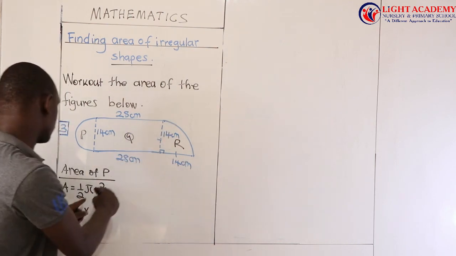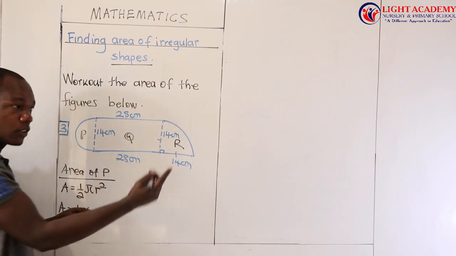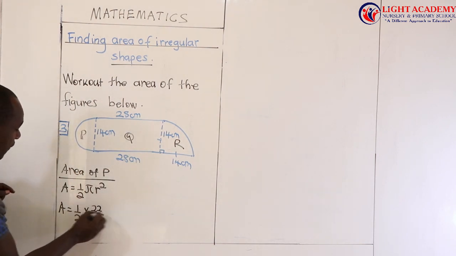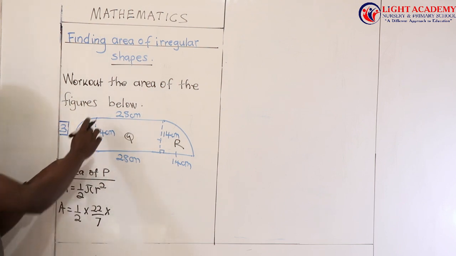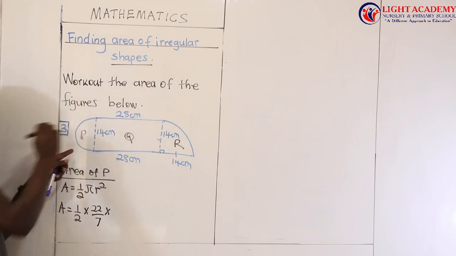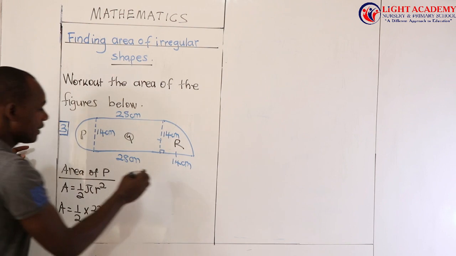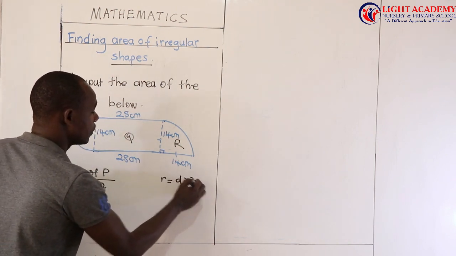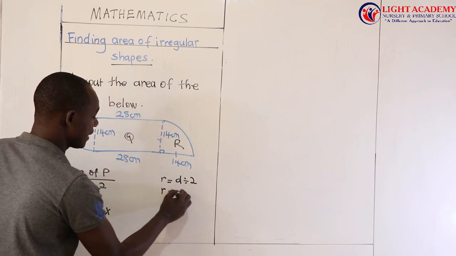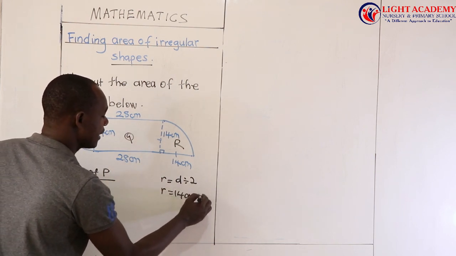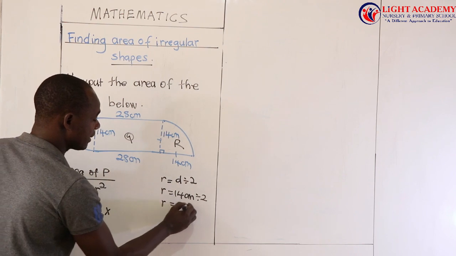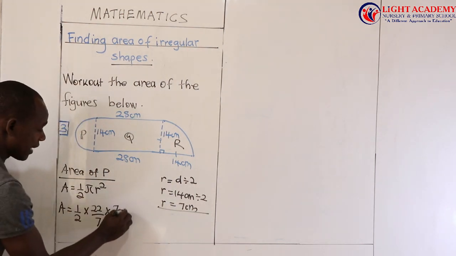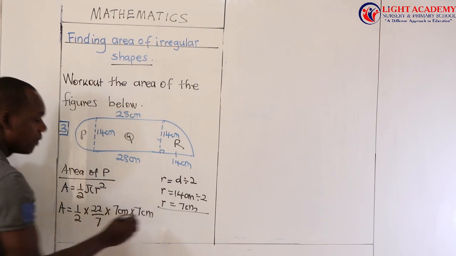So don't be a slave to 22 out of 7. Sometimes they change to 3.14. So in this case now I'll have times 22 out of 7 times the radius. What we are given is 14 in this semicircle, which is its diameter. So that means its radius is equal to diameter divided by 2, and radius equals 14 centimeters divided by 2, and radius equals 7 centimeters. So we can continue and say times 7 centimeters, which is the radius, then times another 7 centimeters.